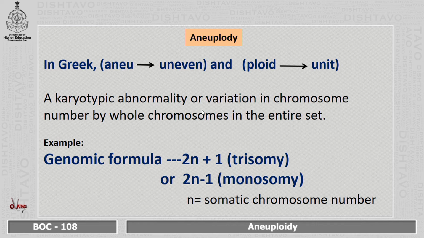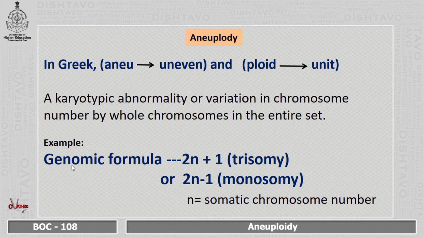We all know aneuploidy is a Greek word which means uneven. So, when one chromosome is less in a set, it becomes an uneven unit. Ploid in Greek means unit. So, in the set or unit, the number is uneven. Aneuploidy is a karyotypic abnormality. Loss or gain of a chromosome in a set leads to abnormality or variation in the chromosome number by whole chromosomes in the entire set.